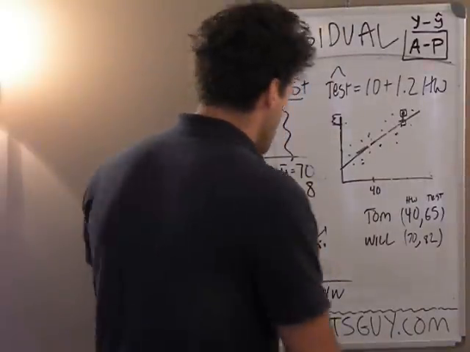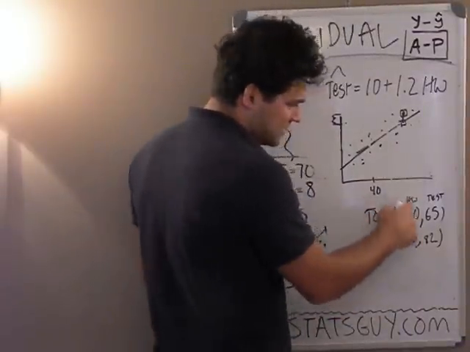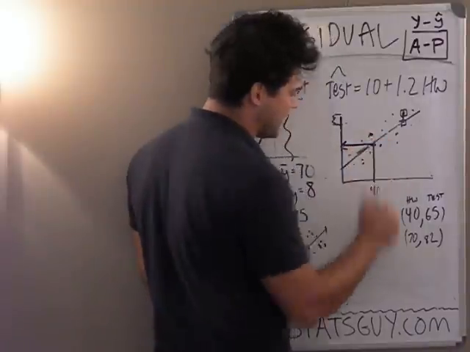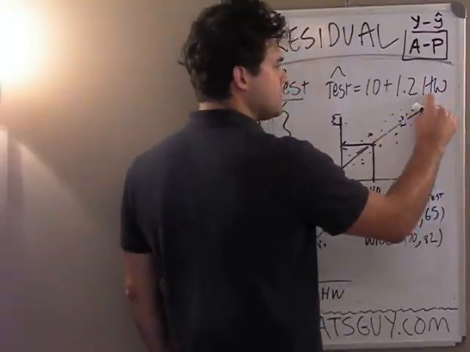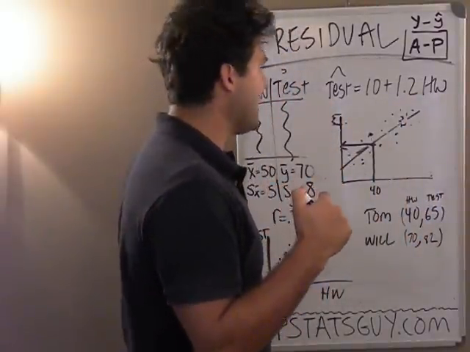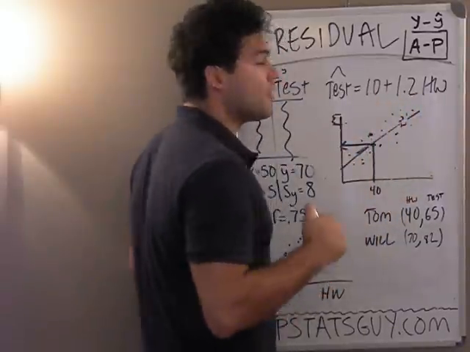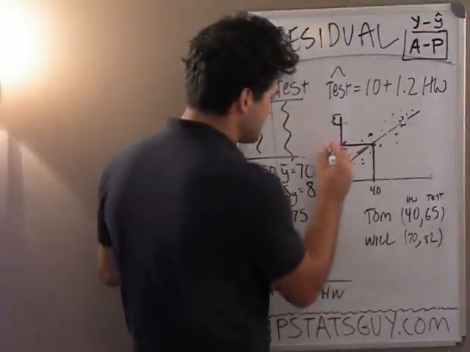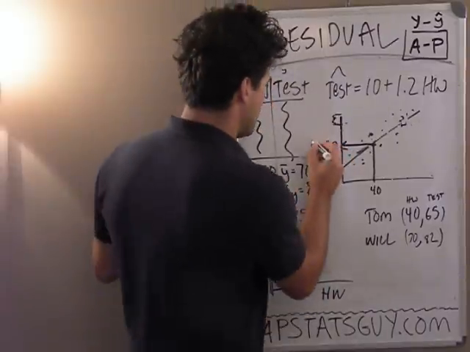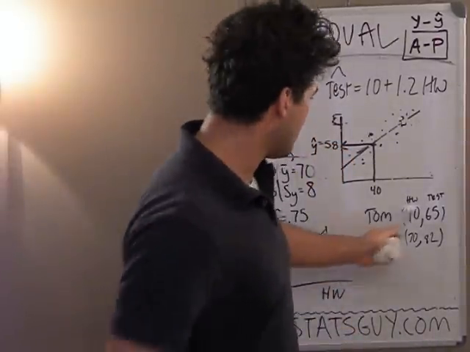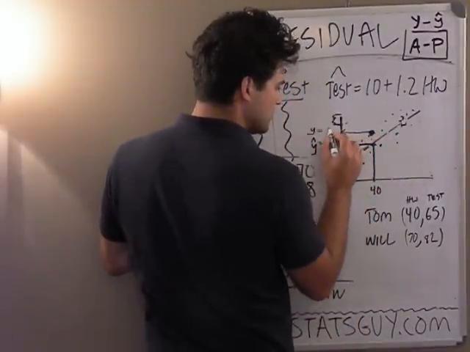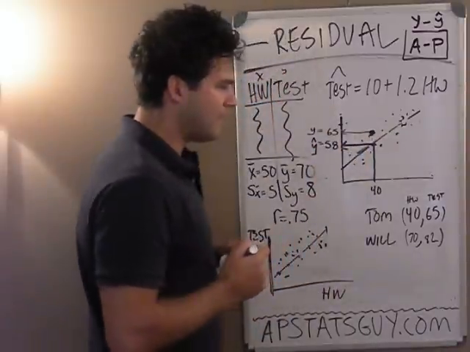So let's see. We know Tom's x was 40, and if I put 40 into the model, I go up to here and see what the model says he's going to get. Let's see. 1.2 times 40 is 48, plus 10. The y hat says that Tom should get a 58. That's what the model says Tom should get. What did Tom actually get? He's up here. His actual was a 65.